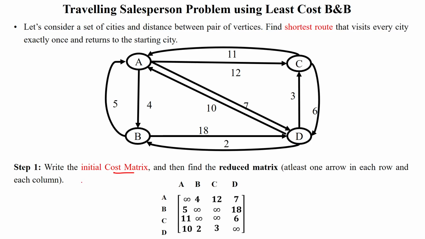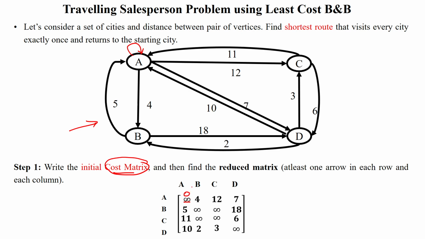The branch and bound method is a minimization problem, so we can use it for minimizing the cost of traveling to all the cities. First, we will construct the cost matrix from the given weighted graph. Here, from a to a there is no path, so we make it infinity. One thing we should remember is that we should not give 0, because here the distance to the same city is unknown, so we give infinity.